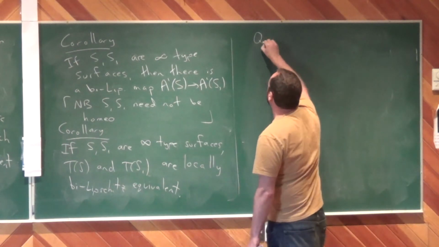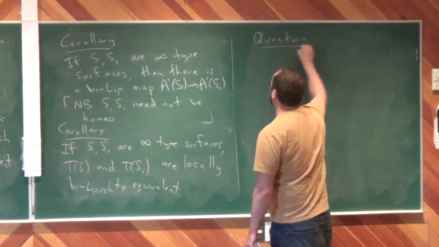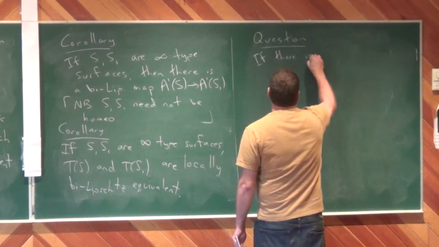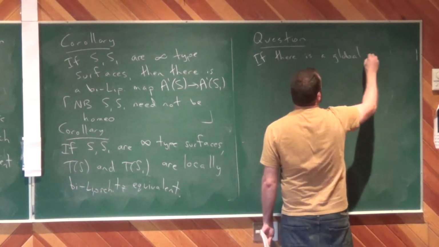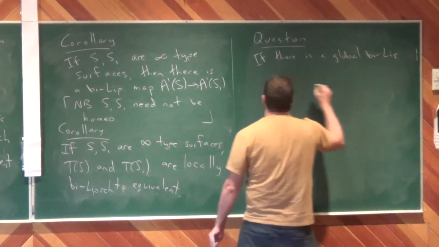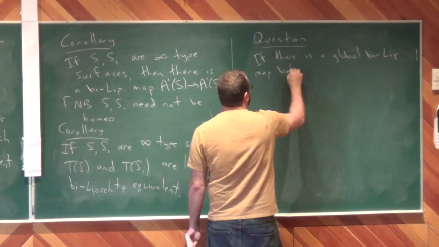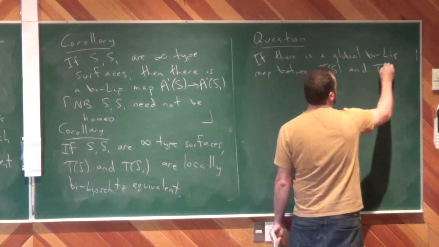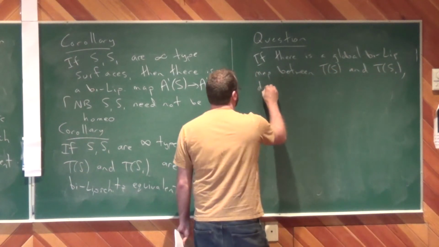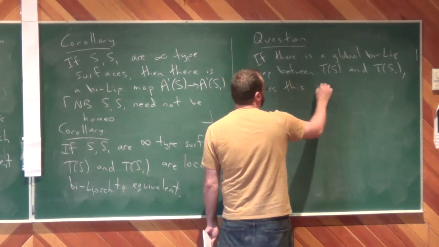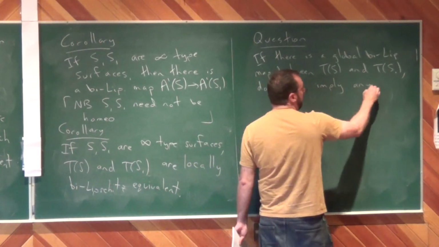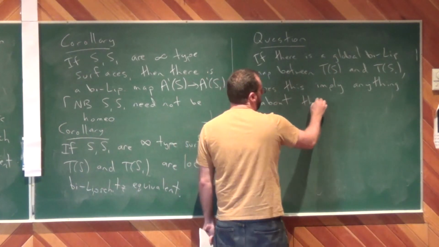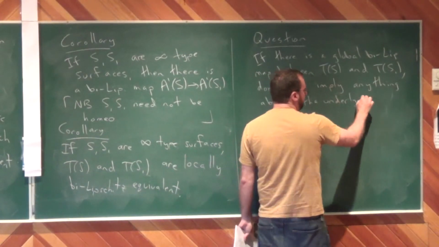So I guess a question here, which could go in the open problems session later, is that if there is a global bi-Lipschitz map between, say, T of S and T of S1, does this imply anything about the underlying surfaces?